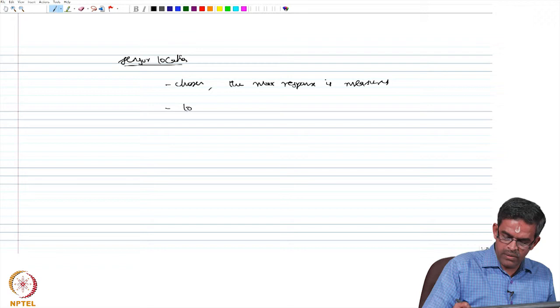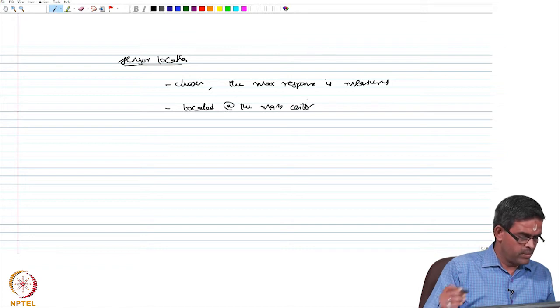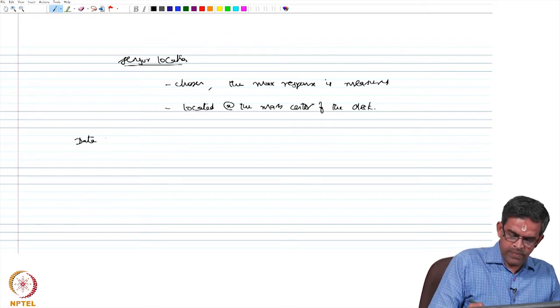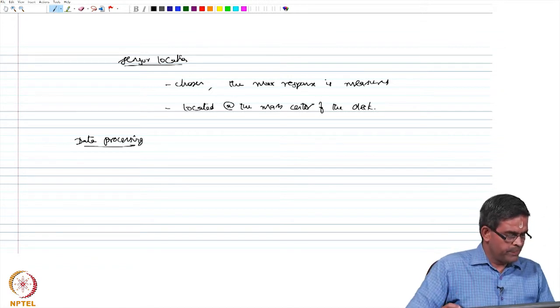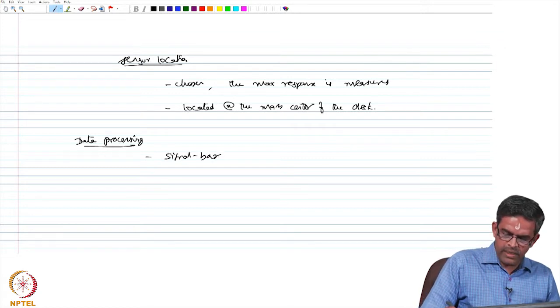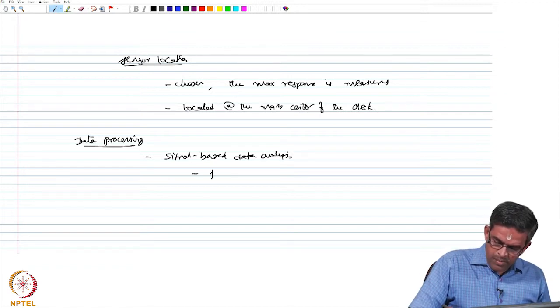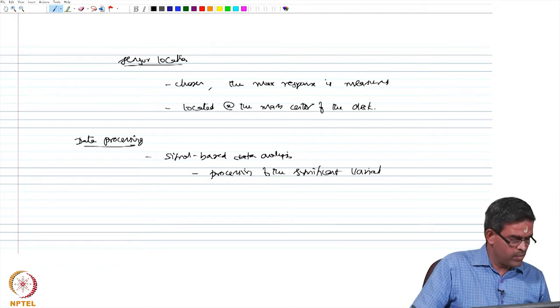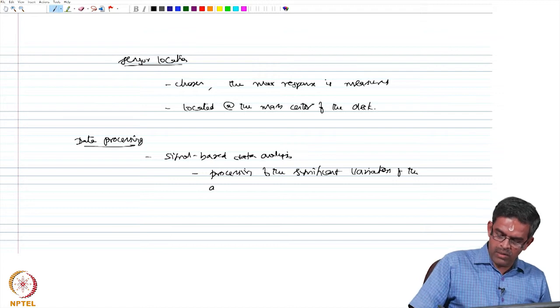They are all located at the mass center of the deck. So, now the data processing during the experiments is done with the signal based data analysis, which involves processing of the significant variations of the acquired time history.